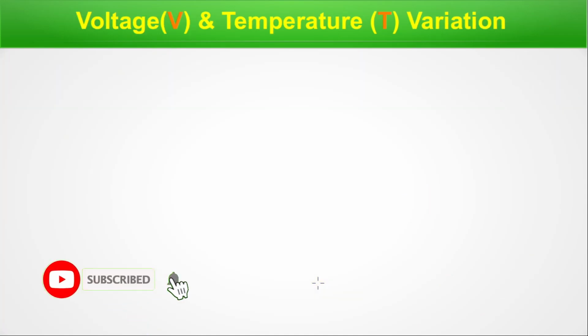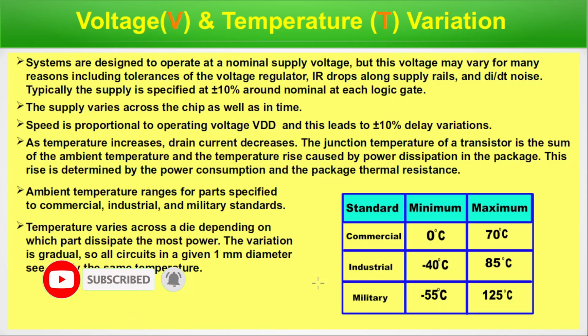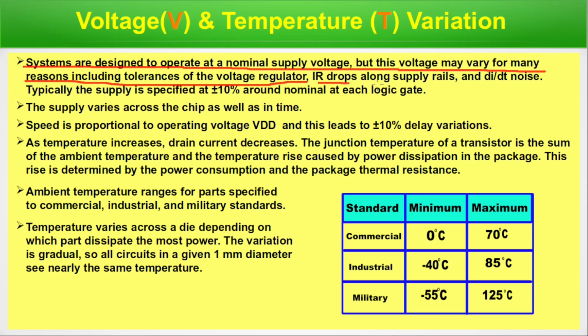Now voltage and temperature variation. Systems are designed to operate at nominal supply voltage, but this voltage may vary for many reasons, including tolerance of the voltage regulator, IR drops along supply rails, and di/dt noise. Typically, the supply is specified at plus or minus 10% around nominal at each logic gate. In the case of supply voltage, it's defined like 5 volt plus or minus 10%. We define it in that way. The supply varies across the chip as well as in time.